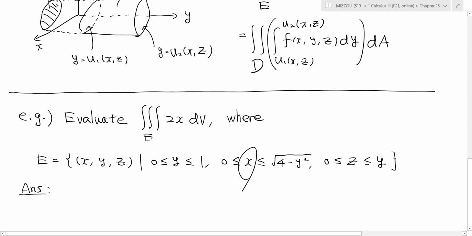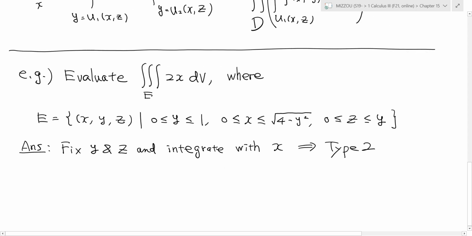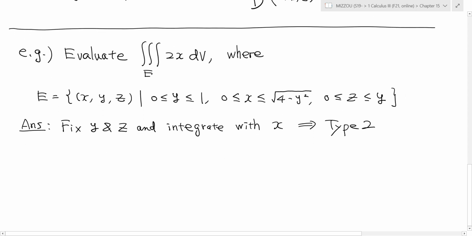So let's integrate with x first, namely fix y and z, and integrate with x. So this is, so to speak, type 2. But like I said, you don't have to memorize which one is type 1, which one is type 2, and so on. Just figure out which variable you integrate first for each problem.